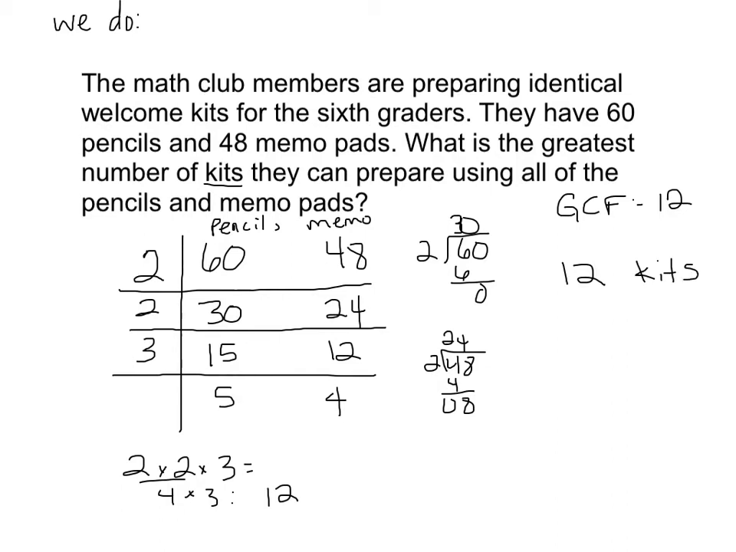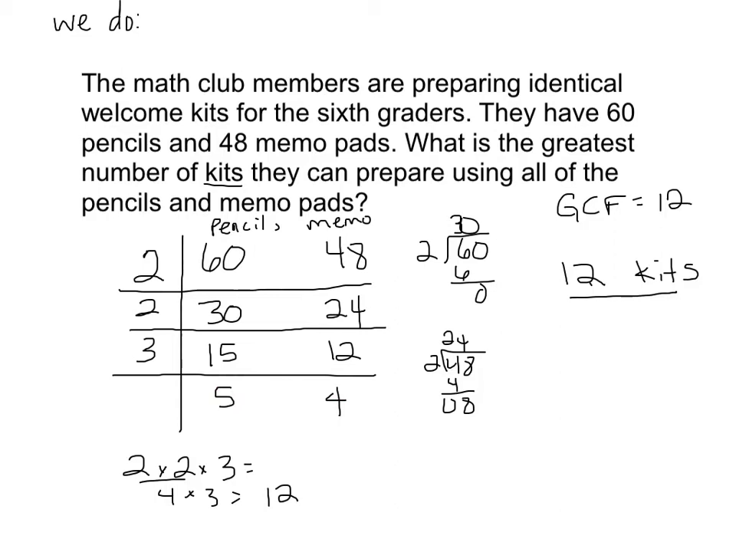And because we use the ladder, we can even go more specific and say, in every one of these kits, in each one of those kits, how many pencils will it have? It's going to have 5 pencils in it. And how many memo pads is it going to have? It's going to have 4 memo pads in it. So because we use this tool, not only can we say how many kits there will be, but we can say how many of each item is in it. It's whatever we stuck on the bottom. So each kit will have 5 pencils and 4 memo pads.